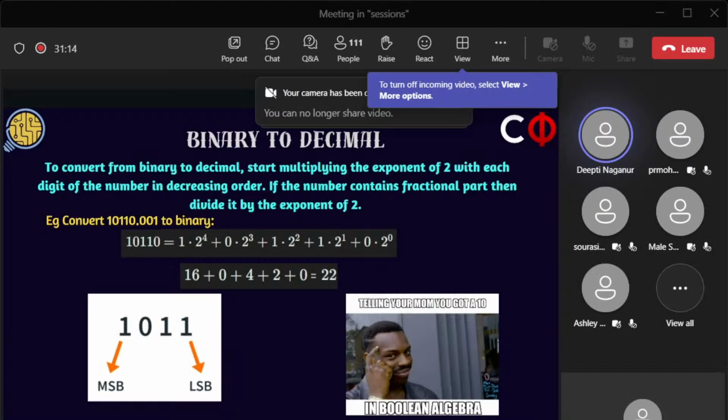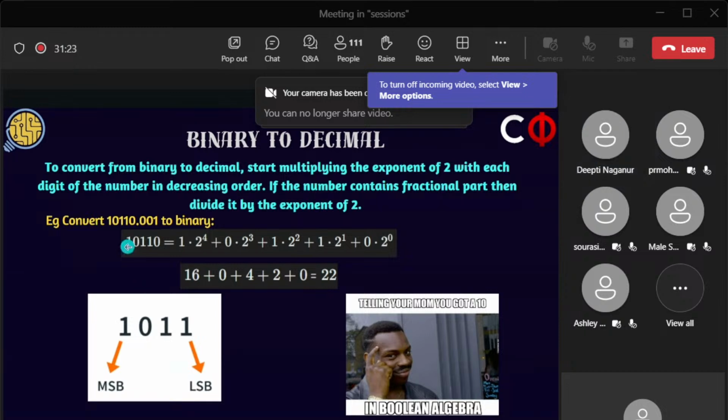Yeah. So let's go to the next part, which is binary to decimal. That is the reverse. We just converted a number to the binary form, zeros and ones form. Now we'll convert zeros and ones to the decimal form.